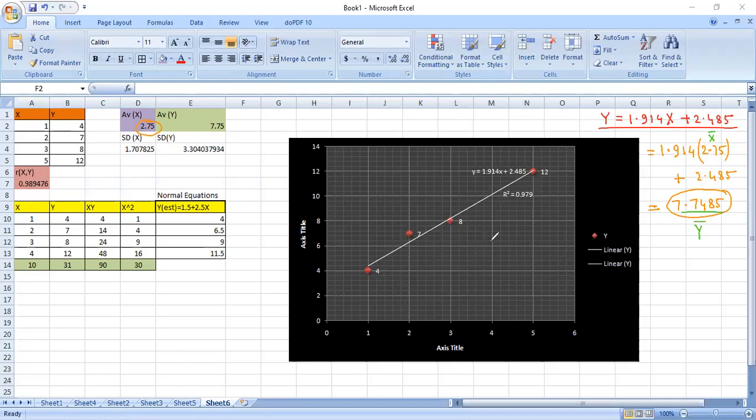Okay. So why is it happening? By putting the value of x bar in the regression equation, we are getting the value of y bar, the average of y, also. It is because during the process of finding the regression equation, we have come across an equation of the form y bar equal to a plus b x bar.